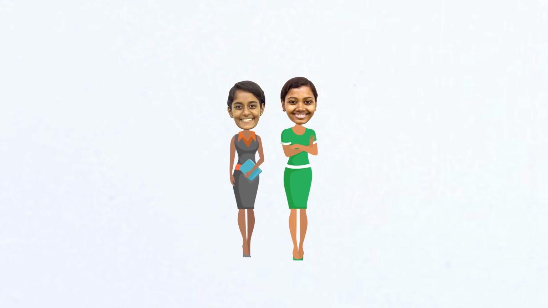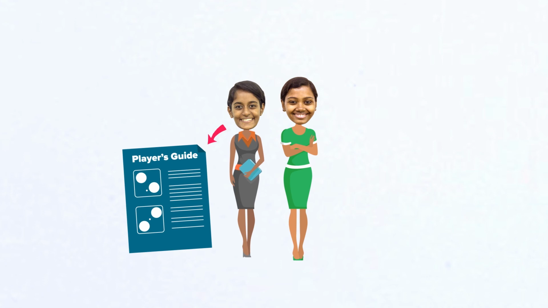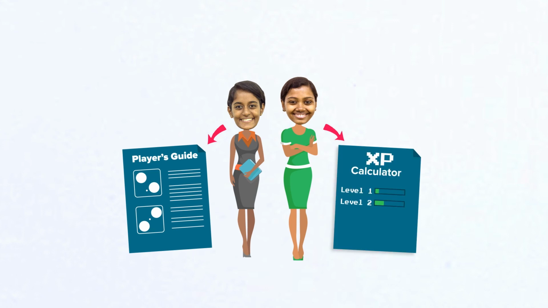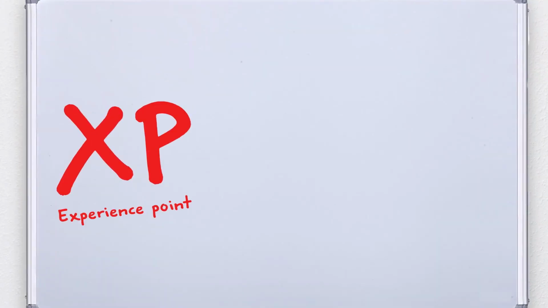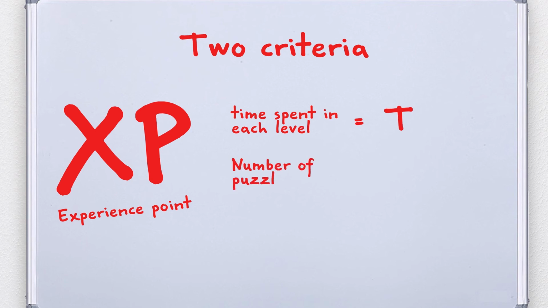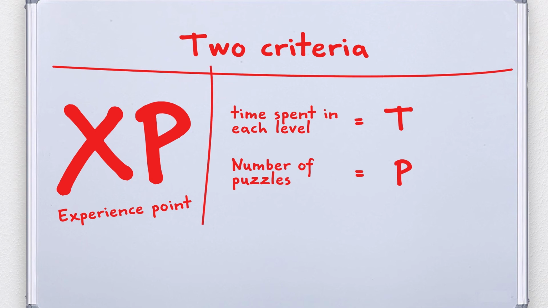In addition to the player's guide that Alia was creating in Zoho Show, Tisha, the playability expert, also wanted to create an XP calculator, because each level of the game requires a certain number of XP points to be completed. This XP calculator can be used by players to calculate what they need to do and how much they need to do to obtain the XPs. The XPs are calculated based on two criteria: the time a player spends in each level and the number of puzzles and questions they deal with. So the calculator needs to calculate the values of these two criteria.